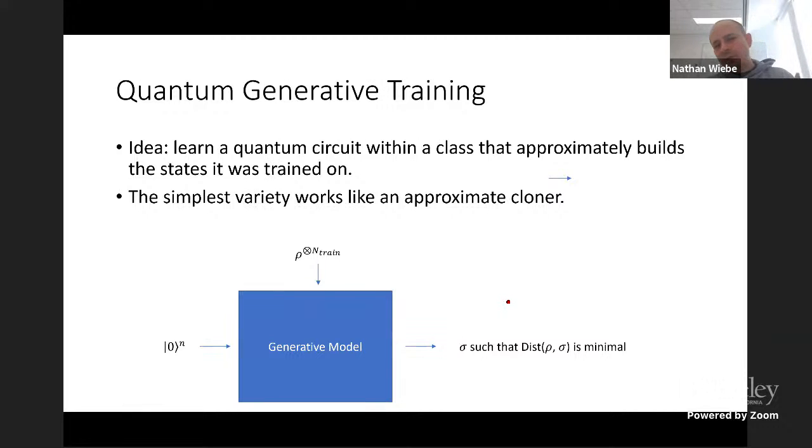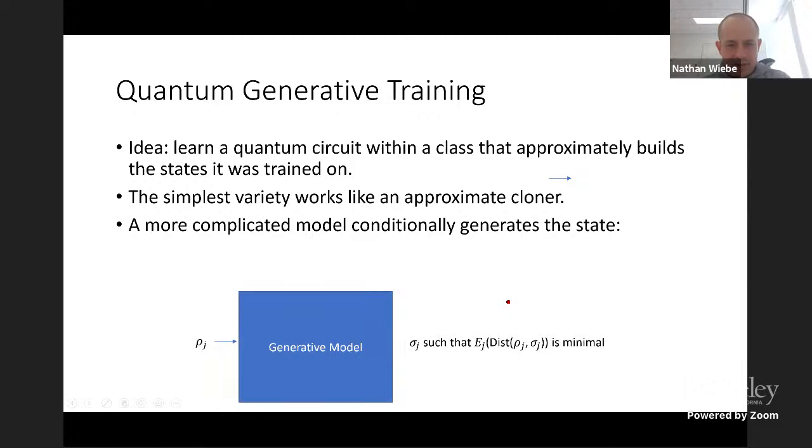Okay, so just to give you an idea of what quantum generative training would look like, it is the following. What we would really like to do is feed in copies of some particular quantum state, and the simplest case is just one quantum state being fed in. We would like to output some quantum state such that some kind of distance, and the choice of distance is entirely up to you, between the state output by the generative model and the states that it's trained with is small. So that's the basic idea behind it.